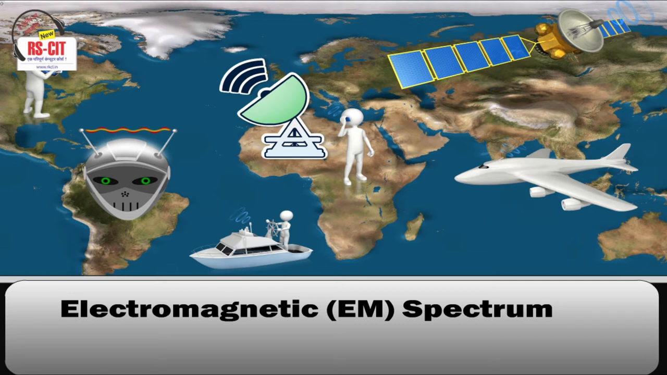The radio, microwave, infrared and visible light portions of the spectrum can all be used for transmitting information. Ultraviolet light, X-rays and gamma rays would be even better, but due to their complex nature and harm to living beings, they are not used. Let's discuss the various types of wireless links in detail.